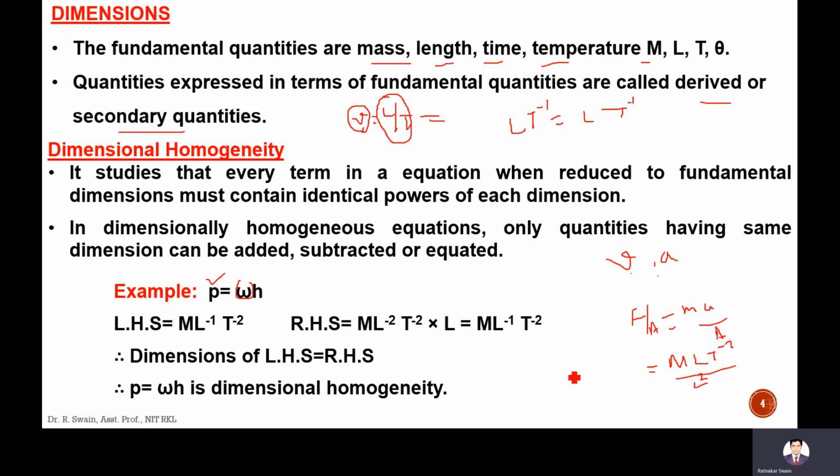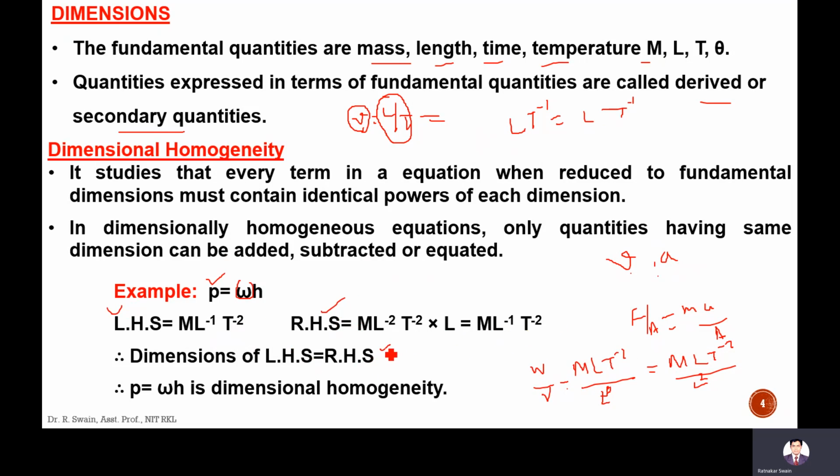W, the unit weight of water, is weight per volume. Weight is nothing but the same as force. So that is M L T minus 2 divided by L cubed. So it will be M L minus 2 T minus 2. H is L, so if we multiply, we get M L minus 1 T minus 2. So now the LHS and RHS are the same. The dimensions of both are the same.